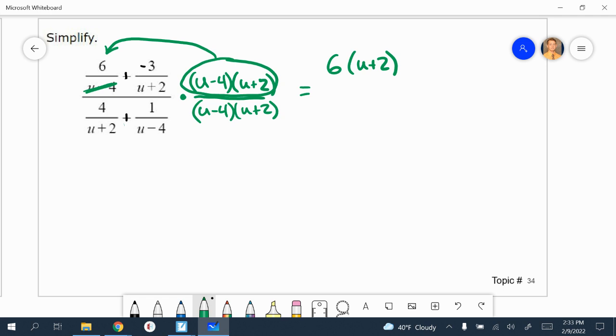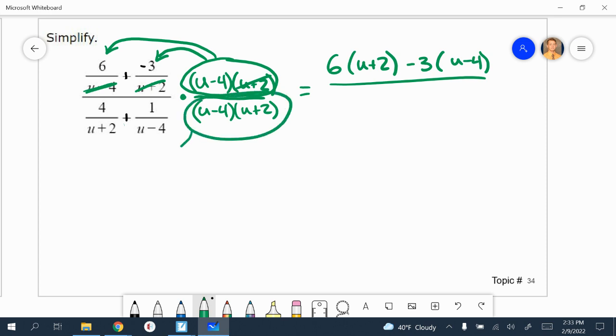That didn't get canceled. When I multiply it by this fraction, we had a plus sign between there, but I'm just going to hold off on it. The u plus 2 is going to cancel with this u plus 2. We'll be left with negative 3 times u minus 4, because that's what's left over and what didn't cancel out. On the bottom, we'll take this. We're going to multiply it here. The u plus 2's are going to cancel out. That means we'll be left with u minus 4 and the 4 that was originally there.